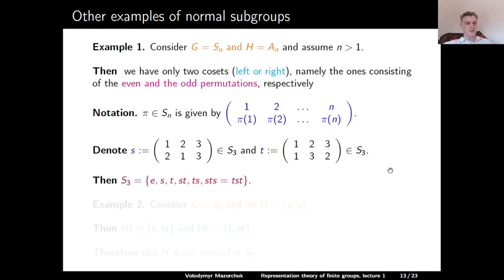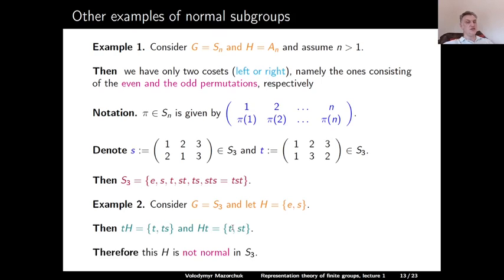which is equal to tst. So now consider S3 as a group G, and let H be the subgroup given by e and s. Then the coset tH, so we multiply e and s with t, we get t and ts. While if you compute the coset Ht, so we multiply e and s with t on the right, we get t and st. And so we see that these two cosets are different. So this means that H is not a normal subgroup of S3.